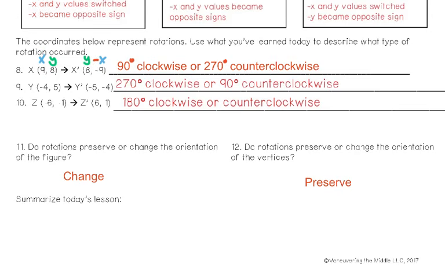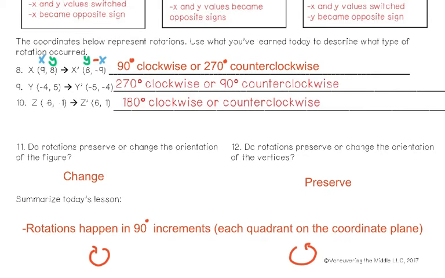Like we noticed in the example above, rotations changed the orientation of the figure. It was moved around, but the vertices were preserved. They were still in the same order as we rotated the figure. If I could have you summarize this lesson and take away anything, I want you to remember that rotations happen in 90-degree increments. Each quadrant on the coordinate plane represents 90 degrees if it's rotating about the origin. Clockwise is this way, counterclockwise is this way.